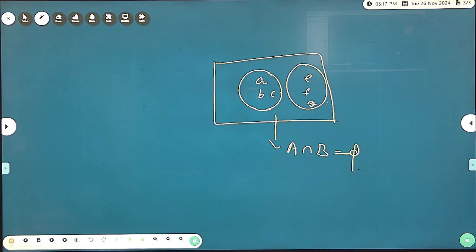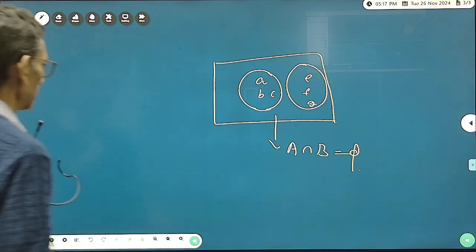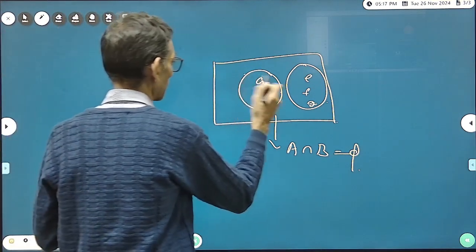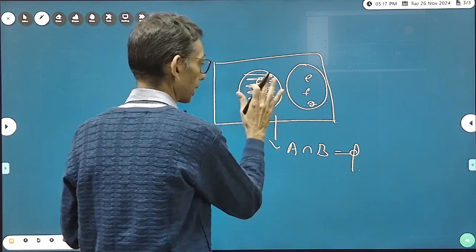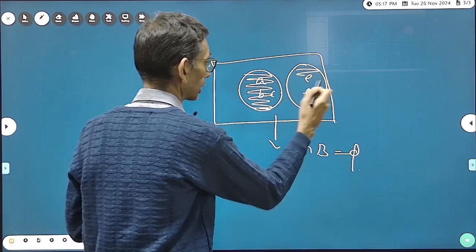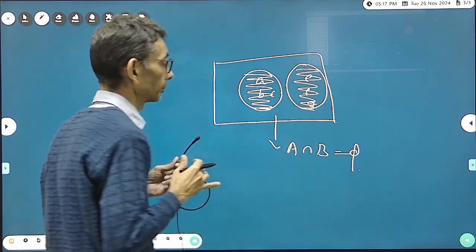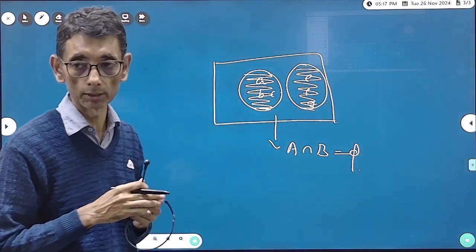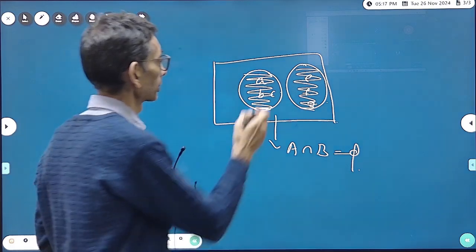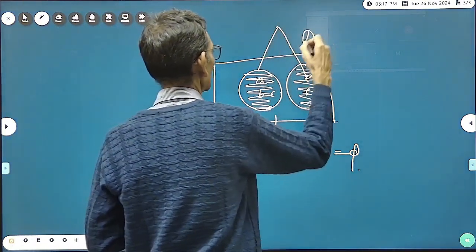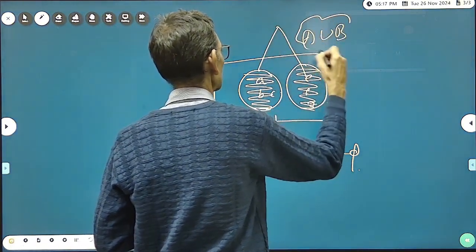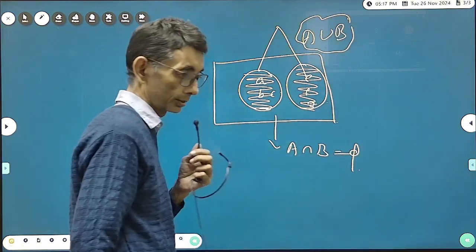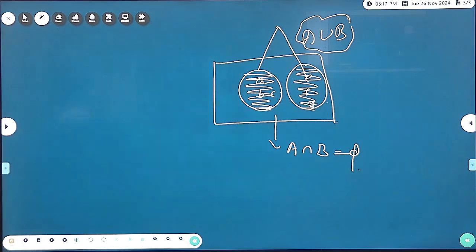But if it represents union, then what do you have to do? You have to shade this. Because all the elements A, B, C you have to take, all the elements E, F, G you have to take. So both the shaded circles will represent what? A union B. Yeah, both the shaded circles will represent A union B. Done. Okay, done. Now let's go ahead.